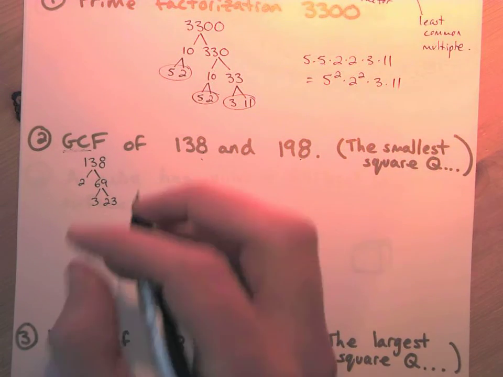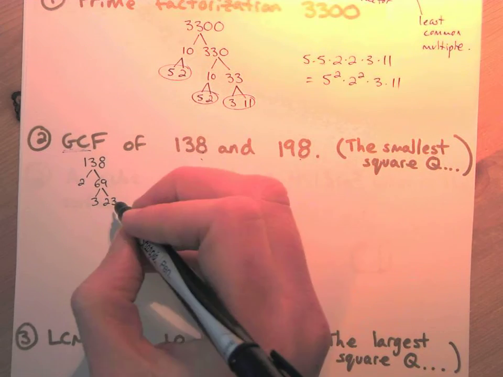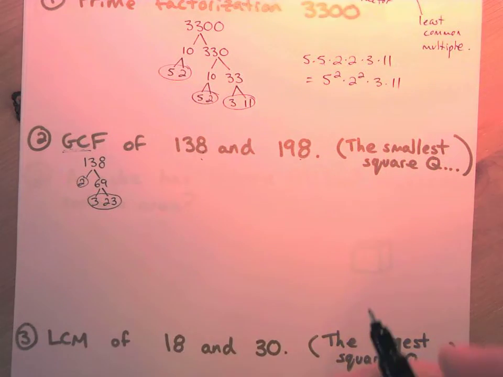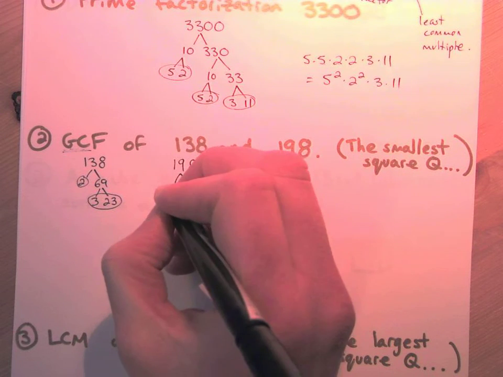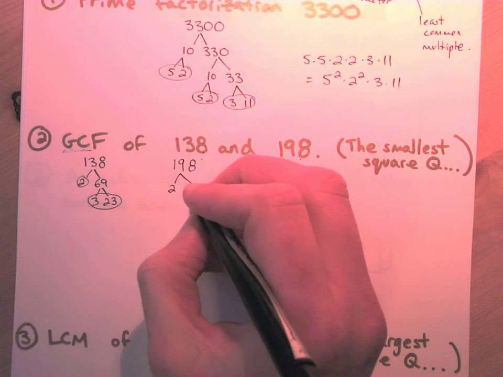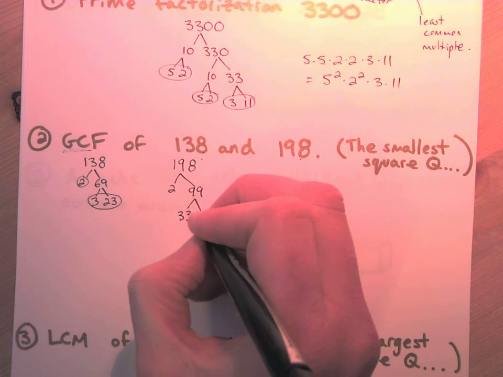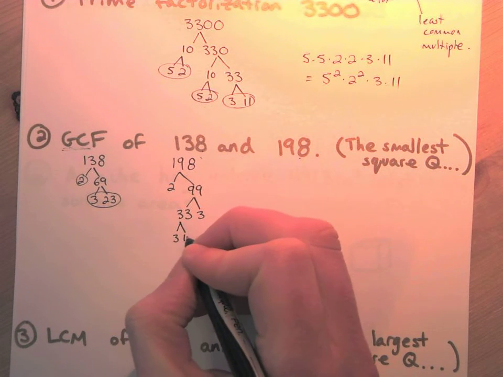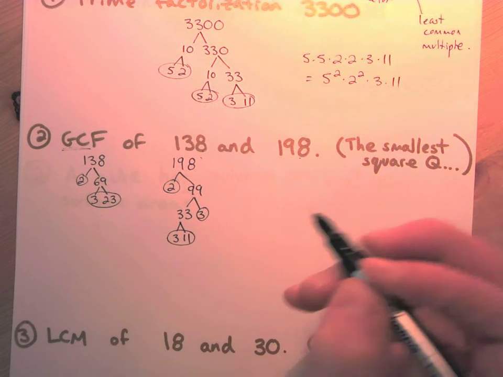Okay, and then does anything go into 23? I don't think so. So 23 is a prime, 3 is a prime, and 2 is a prime. So that has been prime factored. Let's try 198 now. We know 2 goes into there, and that'll leave us with 99. I know 33 goes into 99. 33 times 3 equals 99. And then we know 3 times 11 will give us 33. And that gives us our primes: 2, 3, 3, and 11.